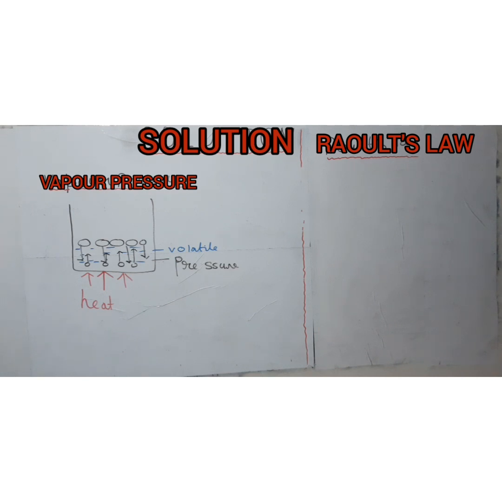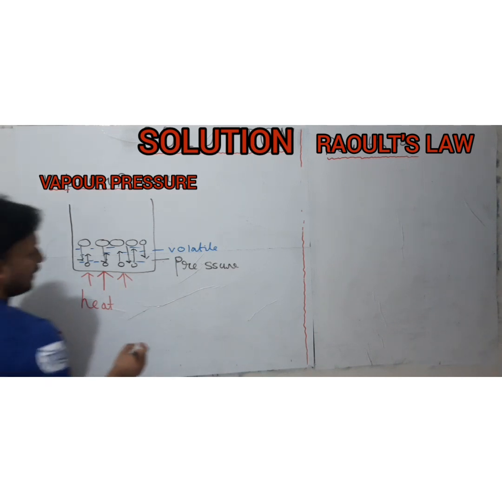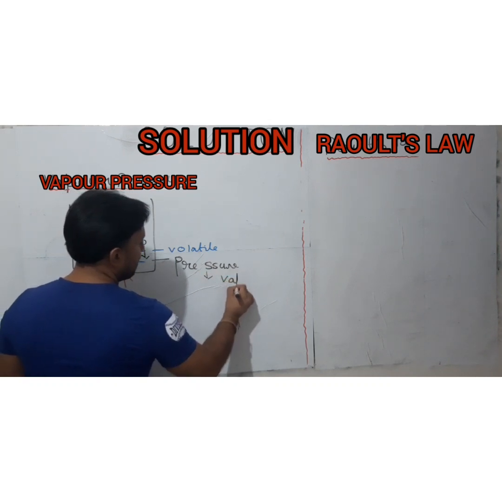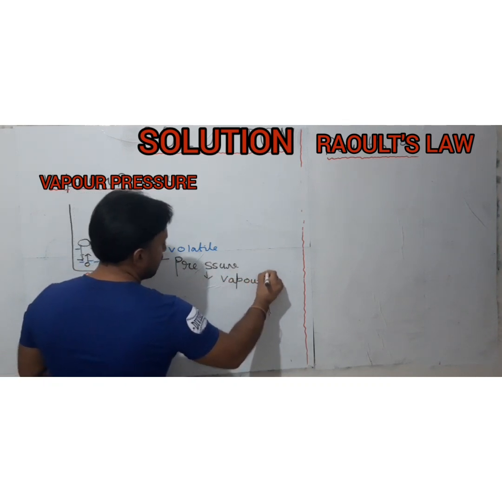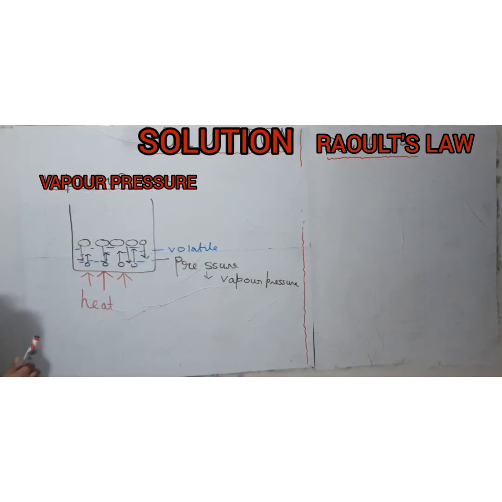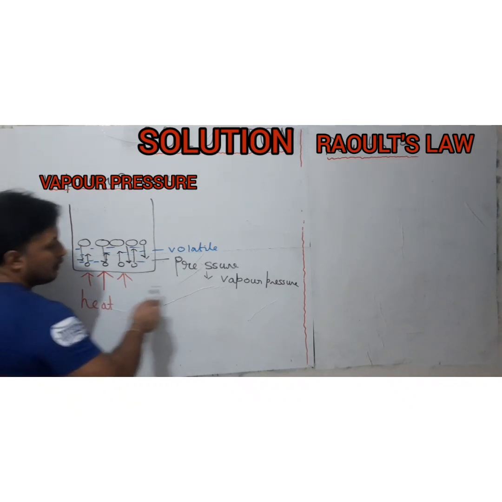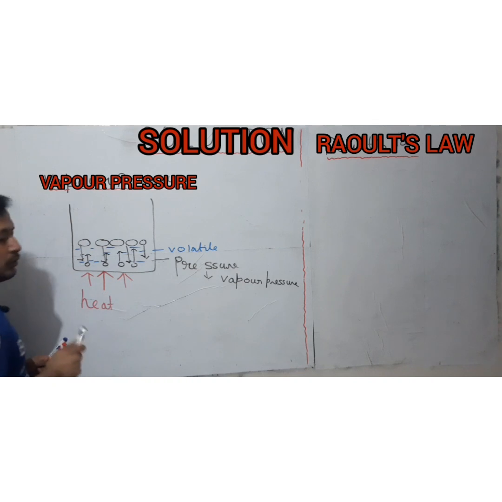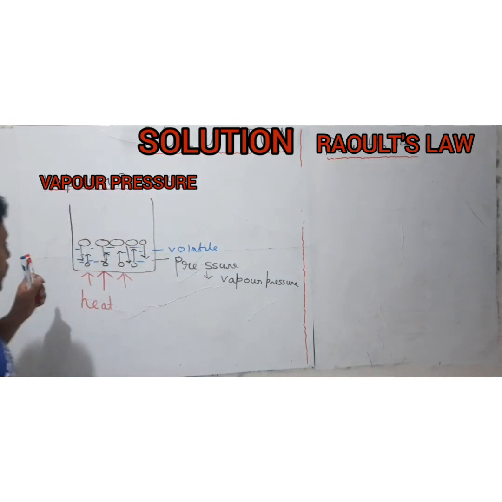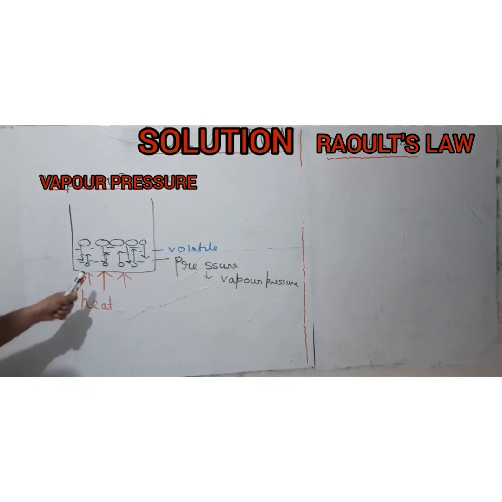So when they exert the pressure on the surface of the liquid, that pressure is known as vapor pressure. So this pressure which is applied by the vapors of the same liquid on the surface of the liquid is known as vapor pressure. So you understand, this is a beaker, we have placed a volatile liquid. Volatile liquid means the liquid which can be evaporated. So in such a liquid the vapors will form.